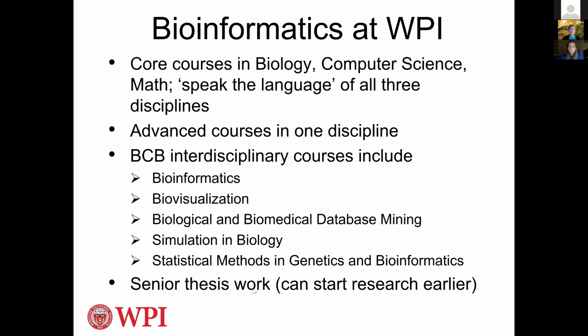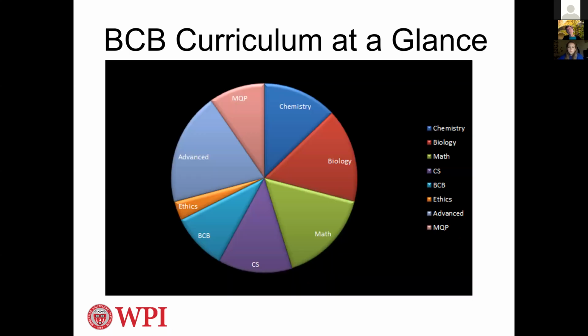And then all students at WPI are required to do a senior thesis project called the Major Qualifying Project, MQP, you may have heard of that. We encourage students to start their research earlier, either during the year as a volunteer. Sometimes faculty have summer funding so students can get started on research early if they want to before their senior year. So this is just to give you an idea of the curriculum overall.